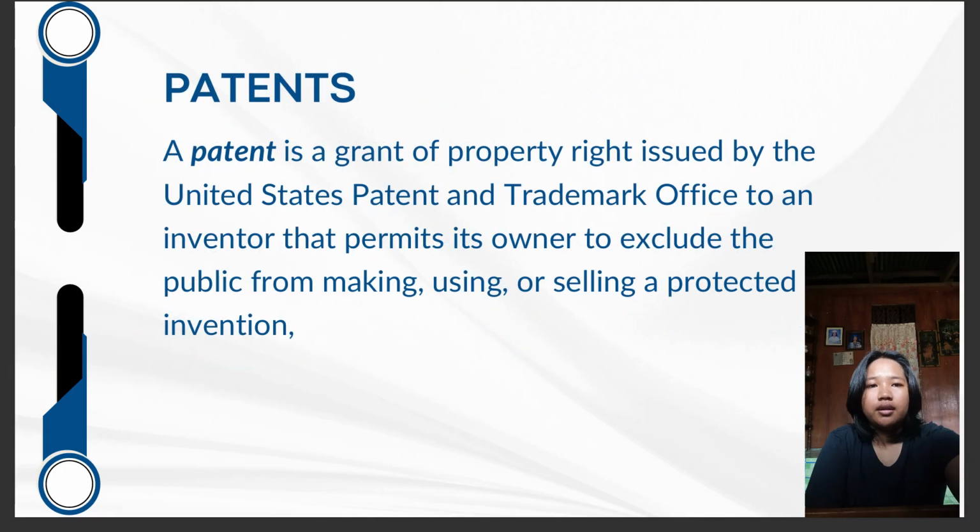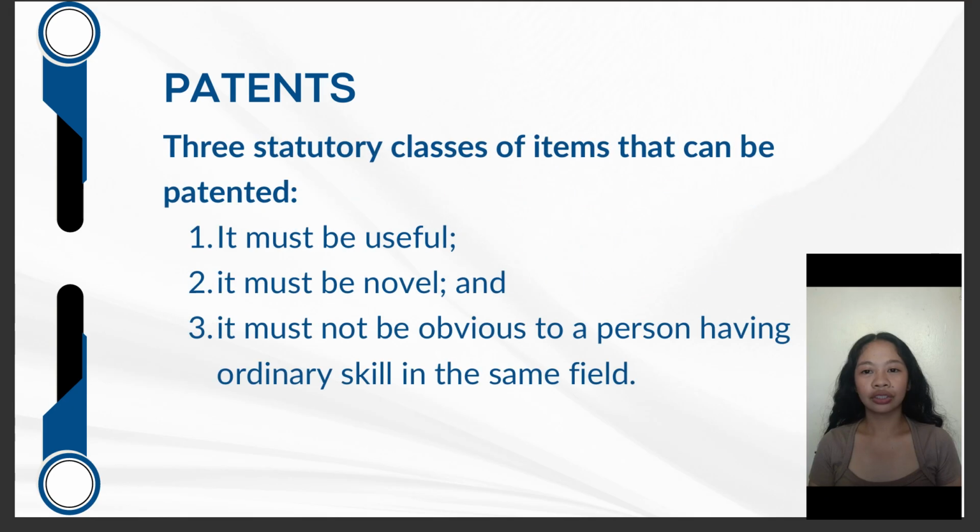Patents. A patent is a property right granted to an inventor. It gives the inventor the exclusive right to prevent others from making, using, and selling the invention without permission. For an invention to be eligible for a patent, it must fall into one of three statutory classes of items that can be patented. It must be useful, it must be novel, and it must not be obvious to a person having ordinary skill in the same field.